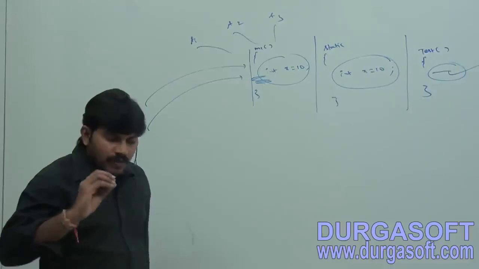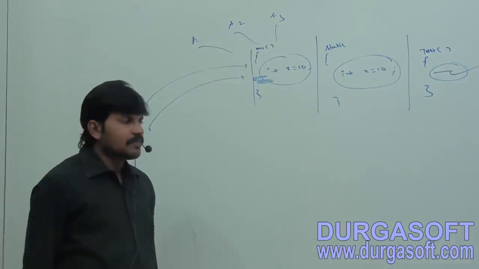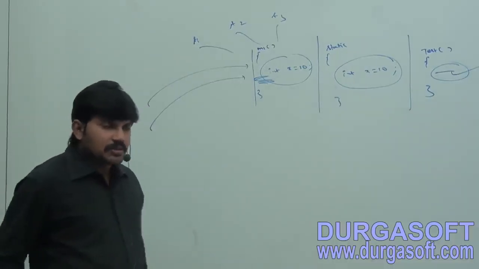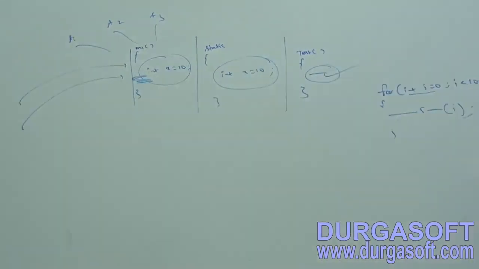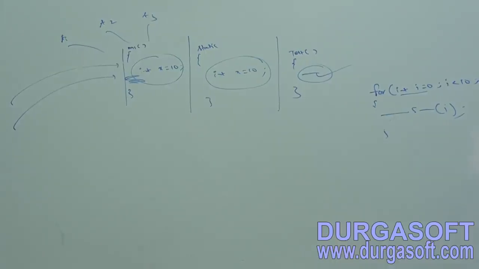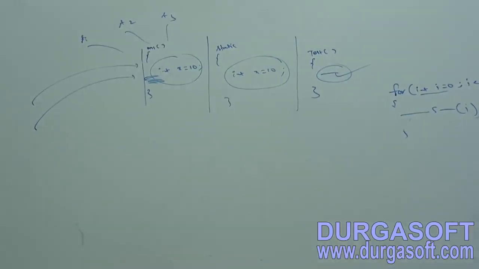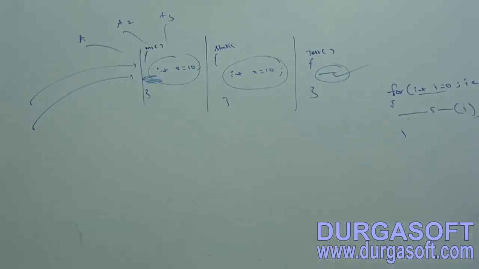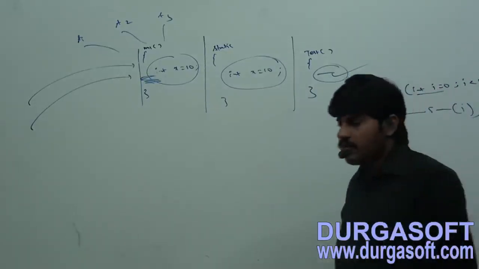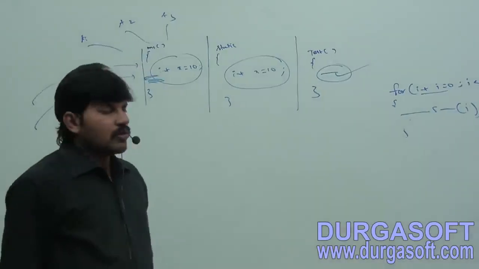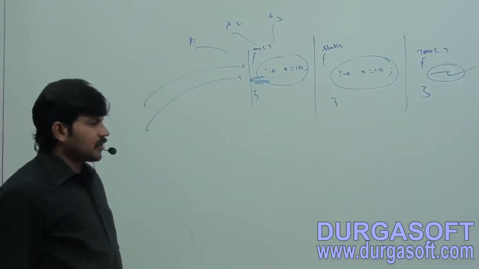Next, once the block execution completes, automatically the local variable will be destroyed.